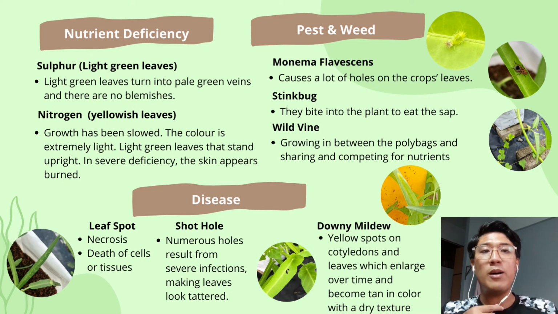Next, I'll tell you about the diseases from our project. The first disease is leaf spot. It can cause leaf necrosis and death of cells or tissues. The second disease is shot hole. It makes numerous holes as a result of severe infection, making leaves look tattered. The last disease is downy mildew. It is a yellow spot on cotyledons and leaves which enlarges over time and becomes tan in color with a dry texture.